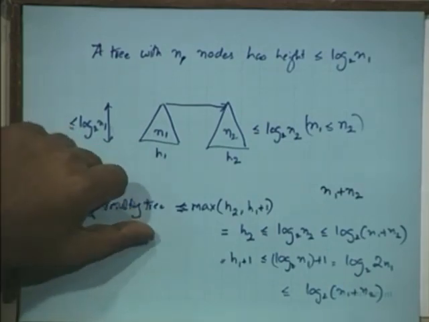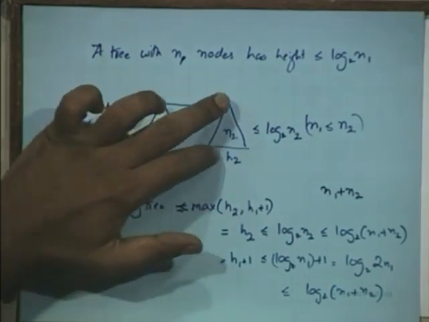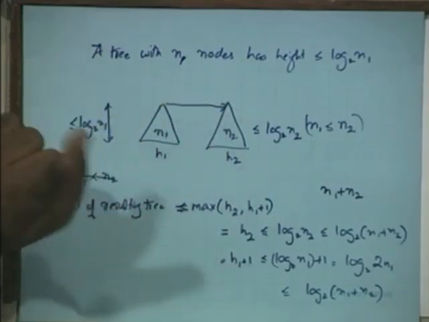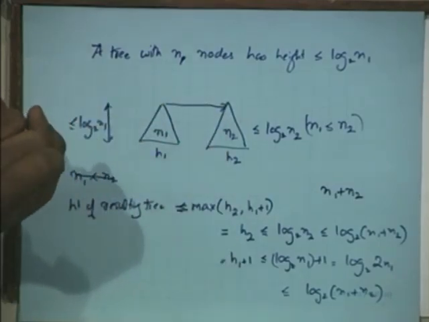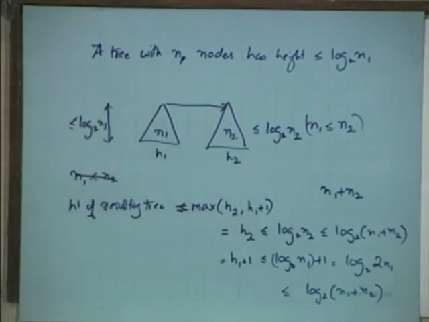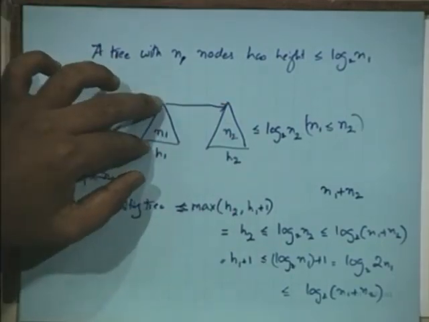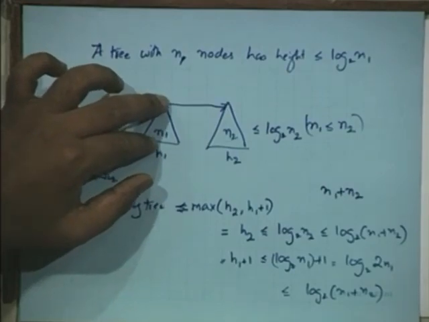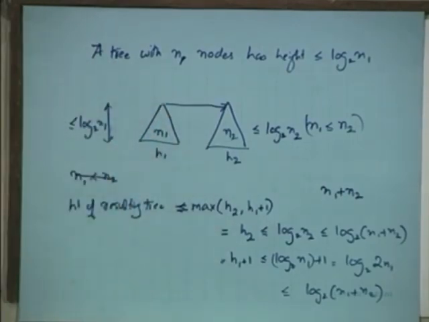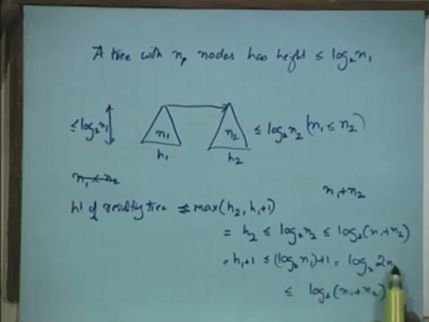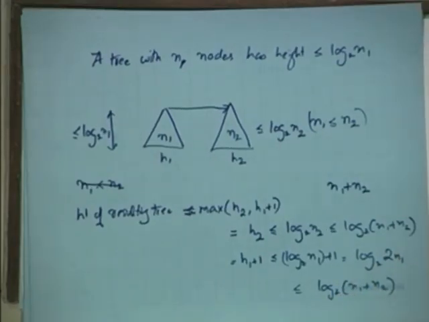Now, what is the height of the resulting tree? It is either the height of this tree or it is the height of this tree plus 1. If it is the height of this tree, then it is log of n2, which is less than or equal to log of n1 plus n2. If it is the height of this tree plus 1, then it is log of n1 plus 1, which is the same as log of 2 times n1, which is less than or equal to log of n1 plus n2, because n2 is larger than n1.